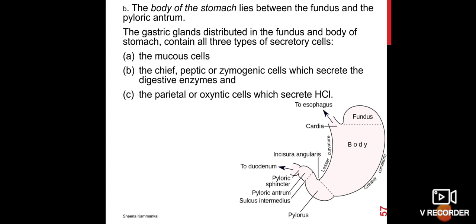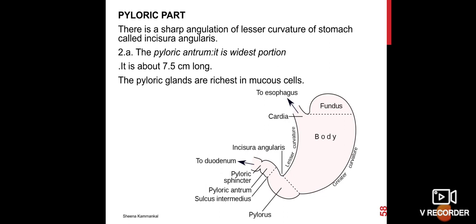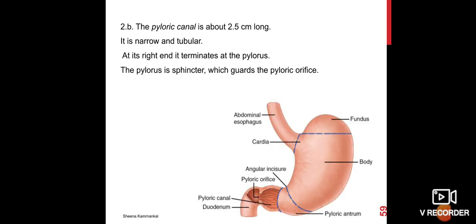The body of the stomach lies between the fundus and the pyloric antrum. The body of the stomach consists of gastric glands. The pyloric part has a sharp angulation along the lesser curvature of the stomach, and this pyloric part is divided into the pyloric antrum. This area also consists of pyloric glands. The pyloric antrum continues with the pyloric canal, which is about 2 to 2.5 centimeters long. At its right end, it terminates at the pylorus. This lower end of the pyloric canal is guarded by a pyloric sphincter.